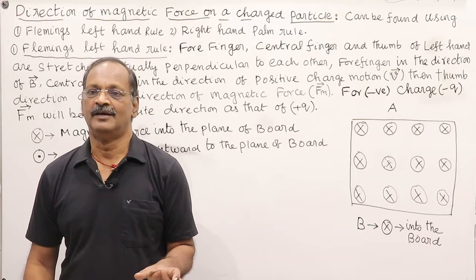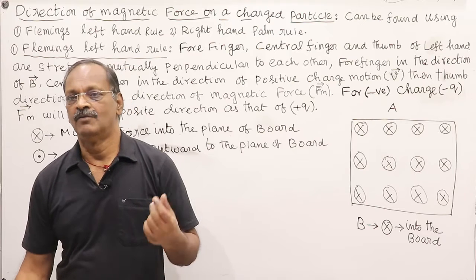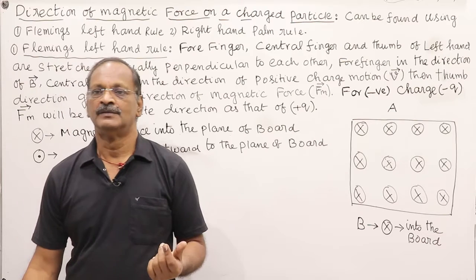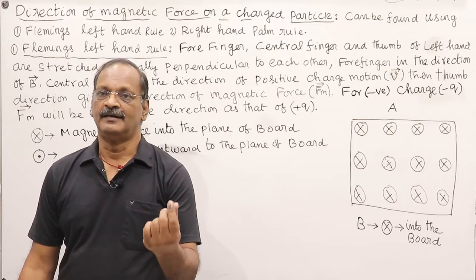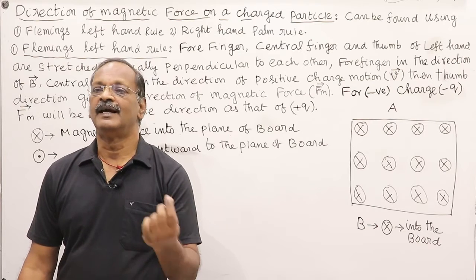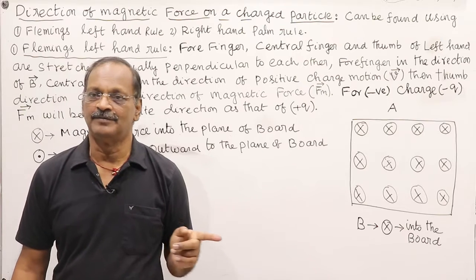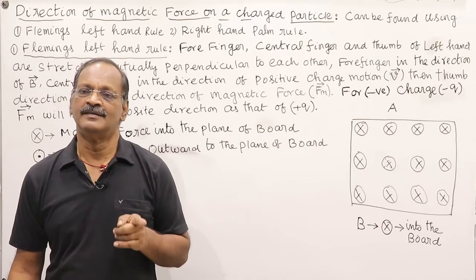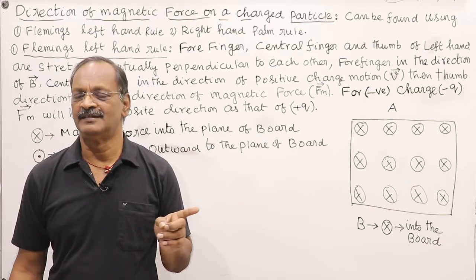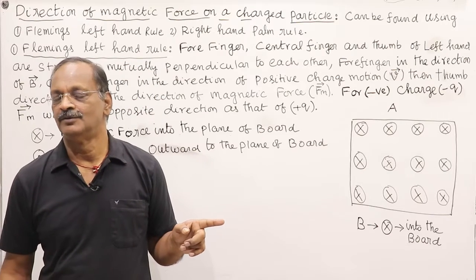Electromagnetism is a combination of electricity, electric field and magnetic field, and both are vector quantities. To find the direction of a particle moving in a magnetic field, we use some rule. To find the direction of the electric field, we don't need any rule, because the direction of the electric field is the direction of the force due to the electric field.